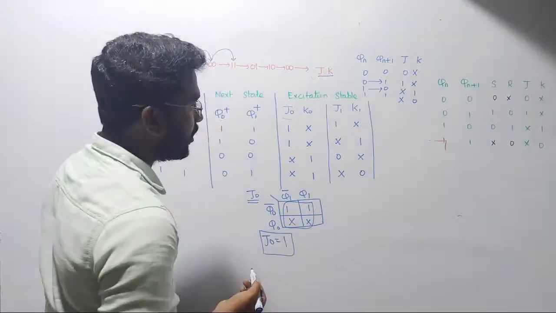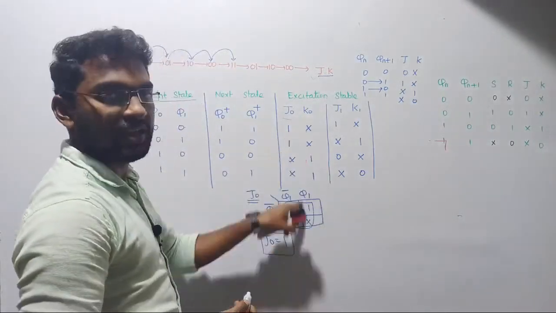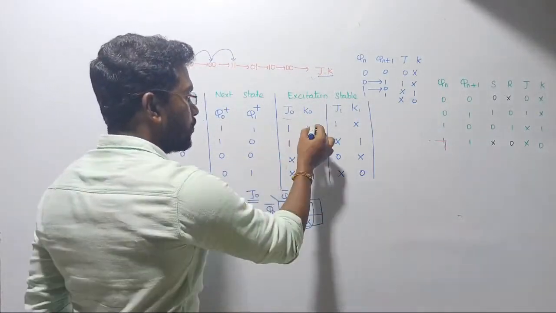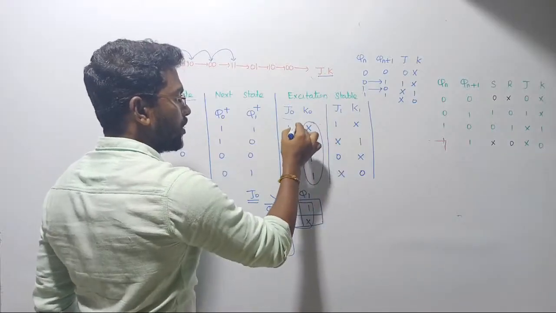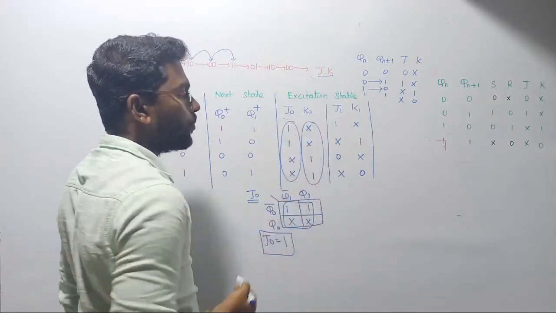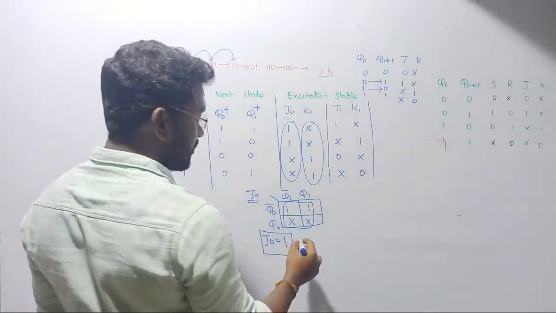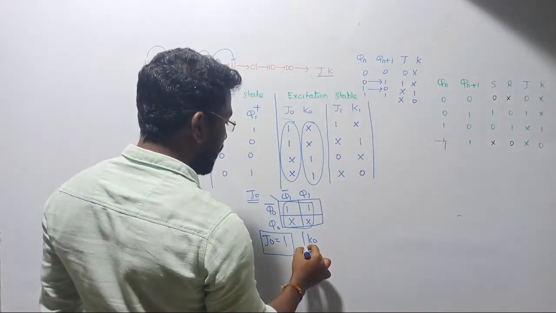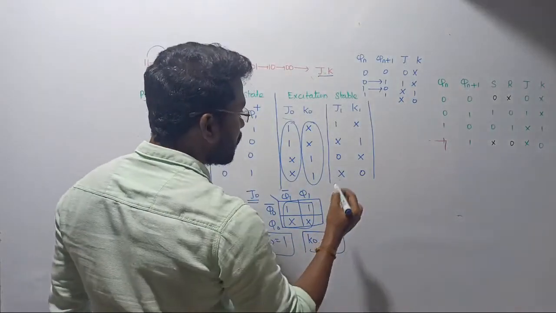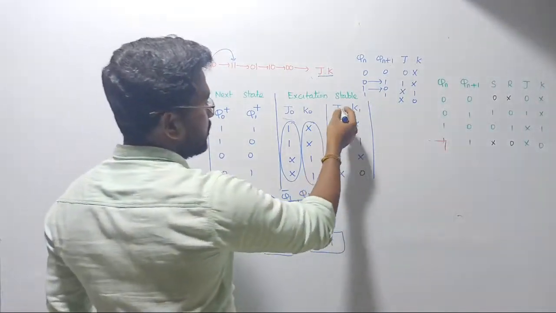Similarly, did you observe K0 is also going to be 1 only? You can directly group them together. A quad group is possible, such that I can say J0, K0 both are going to be 1 only. Now let us write the expression for J1 and K1.